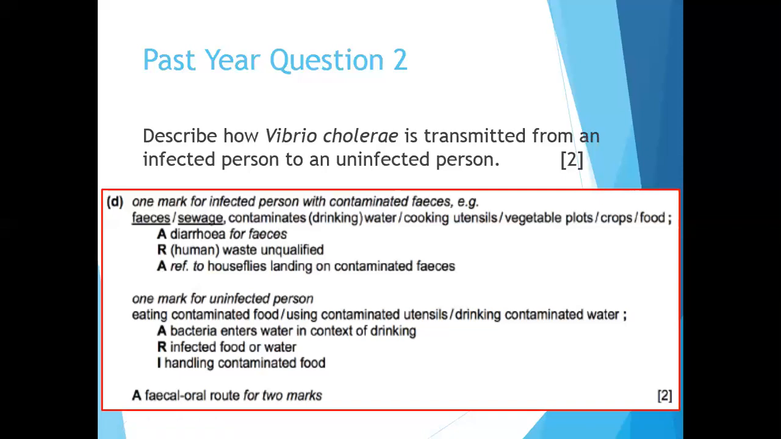So this one is interesting. Fecal oral route is 2 marks. In this particular year, they accept fecal oral route as 2 marks. In another past year question, they accepted fecal oral route as 1 mark, right? So my advice to you is, write more detail, okay?